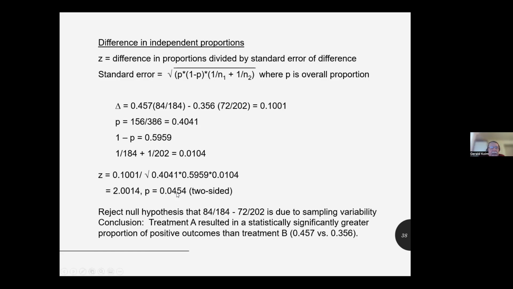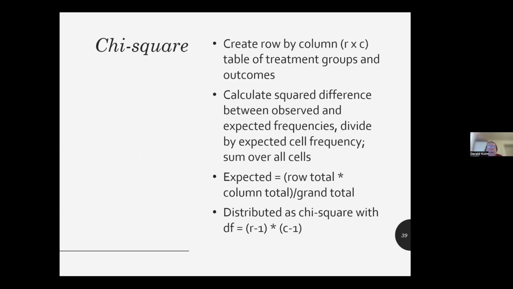In this case, if we had set our p-value at 0.05, then we could reject the null hypothesis that the difference in proportions is due to sampling variability, and conclude that treatment A resulted in a statistically significant greater proportion of positive outcomes than treatment B. In this case, 0.45 versus 0.35. So that's how you would do a test for categories or for proportions.